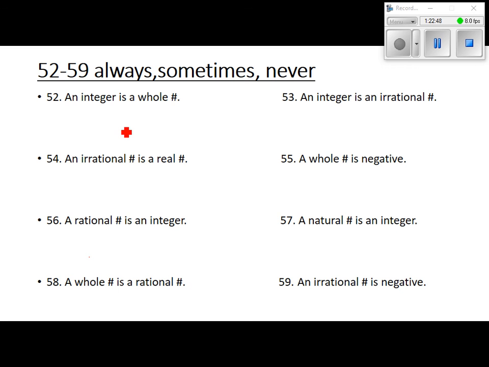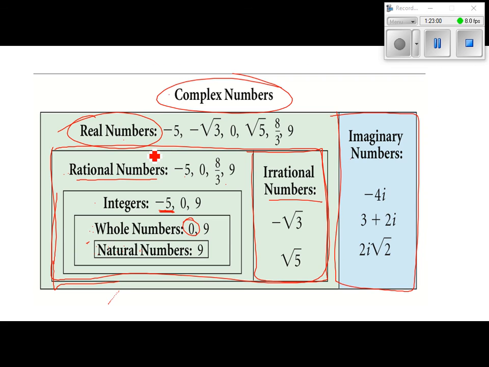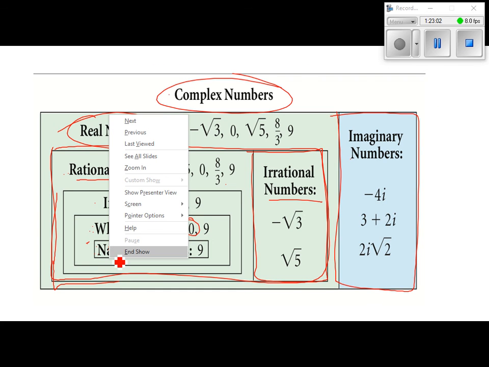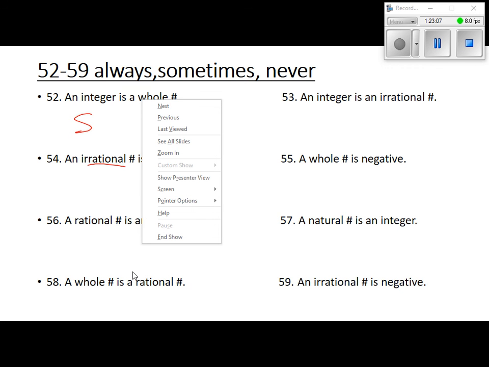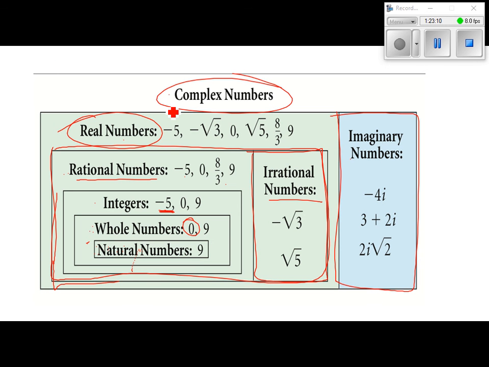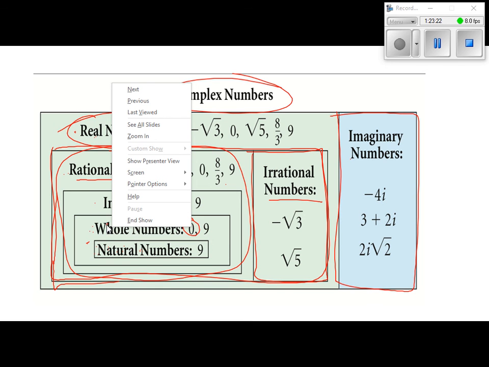An integer is a whole number. Is that always, sometimes, or never? Are all integers whole numbers? That's going to be sometimes. An irrational number is a real number. If we look back at this, we want rational number. Is it always a real number? So we look at a rational number, something in here. Is it always a real number? Are all rational numbers inside this box? And that's yes. So that's always.